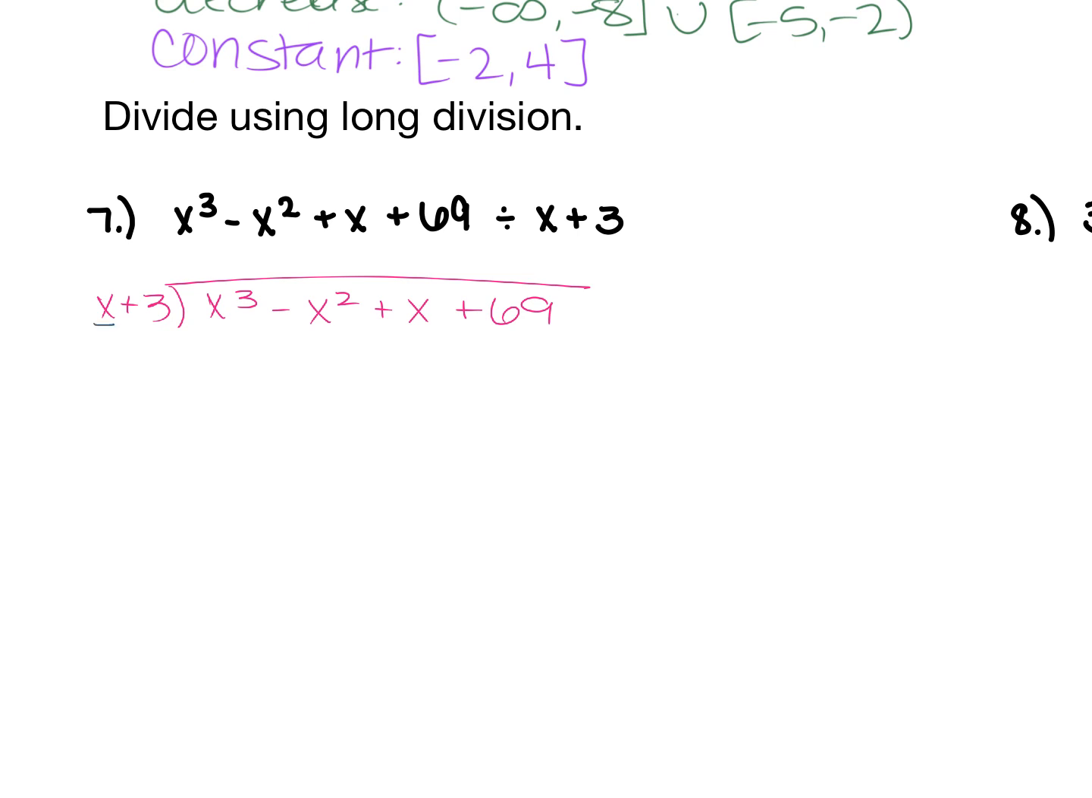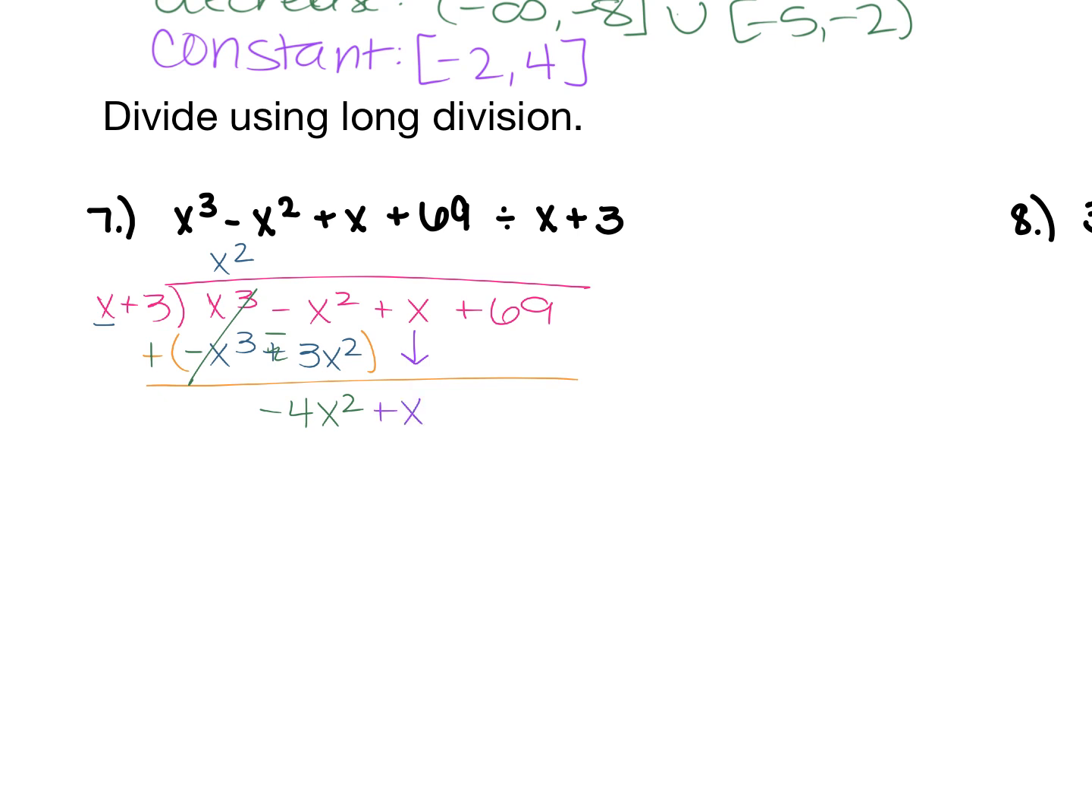Your x gets multiplied by x squared to give you the x cubed. So we multiply the x squared by both the x and the 3. We get x cubed plus 3x squared. We subtract these. Distribute your negative. Change the sign on everything. Your x cubes cancel. Negative x squared minus 3x squared is negative 4x squared. We bring down your next term to have 2.